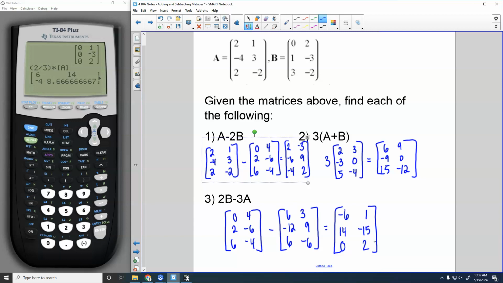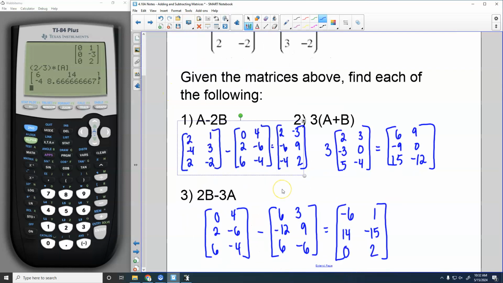Alright. Here's what I've got. Check and see if I did it right. There's always a chance.